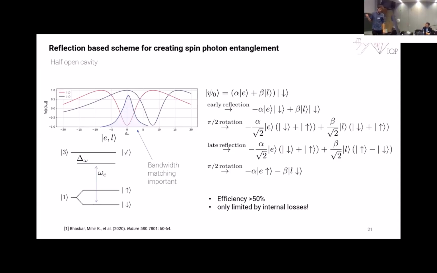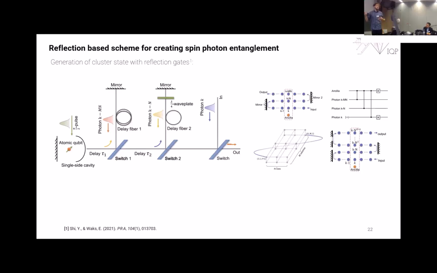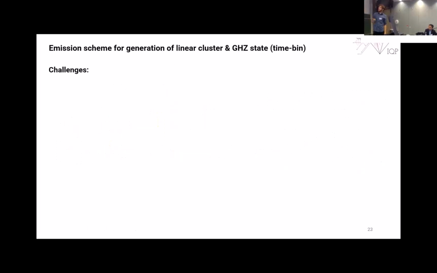Yeah, so you can also use this with delay lines and switches to create, again, interesting large entangled states. This is a nice proposal here from Xi. Depending on how many delay lines and switches you have, you can use this reflectivity scheme to build up these larger entangled resource states.